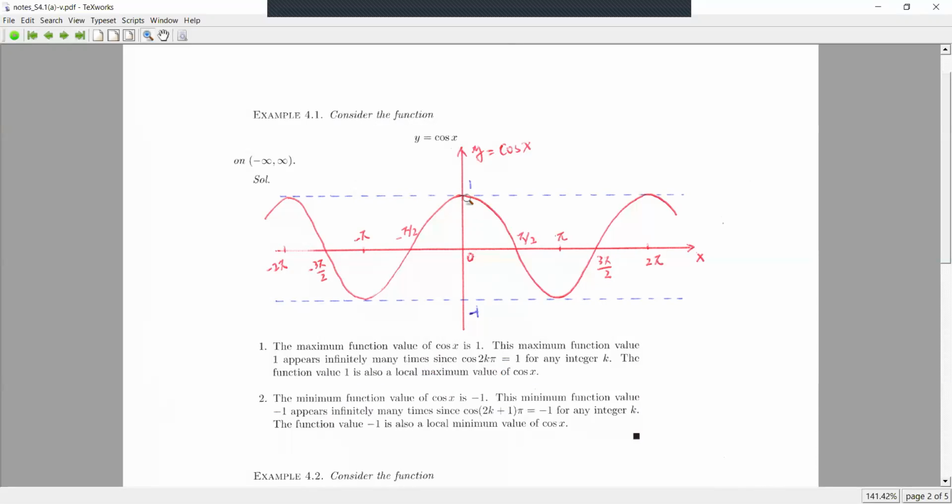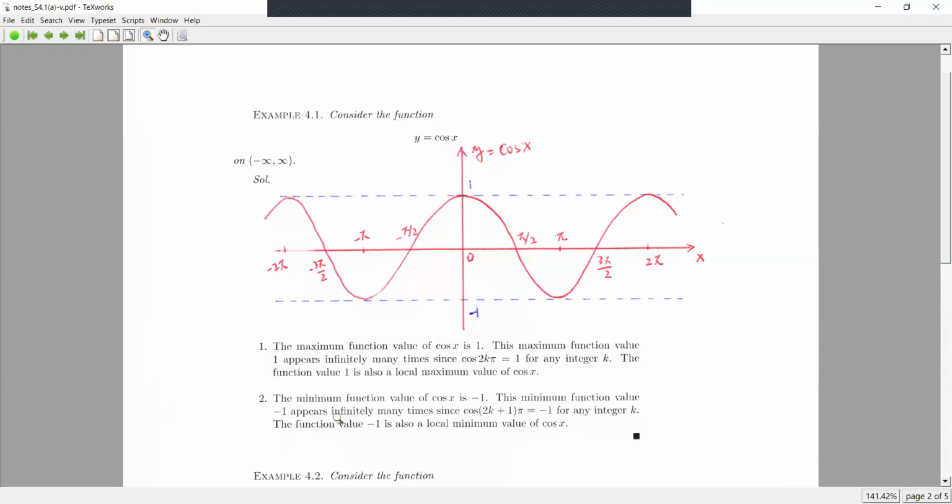1 is a global maximum function value. Yes. It is also a local maximum function value. A local maximum function value may not be a global maximum function value, but a global maximum function value must be a local maximum function value.